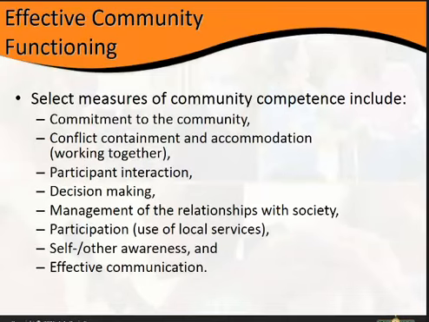How does a community function effectively? Well, here are some ways that one can determine the overall function of the identified community. So looking at the select measures of community competence: commitment to the community, conflict containment and accommodation, participant interaction, decision-making, management of the relationships with society, participation or use of local services, self or other awareness, and effective communication. So those are some ways we can determine effectiveness of community functioning.